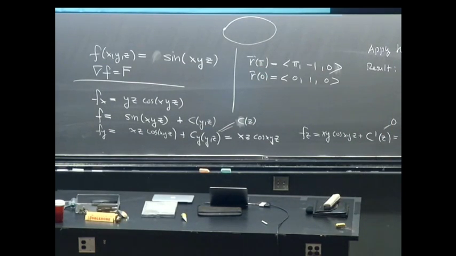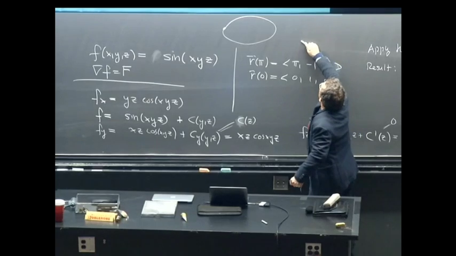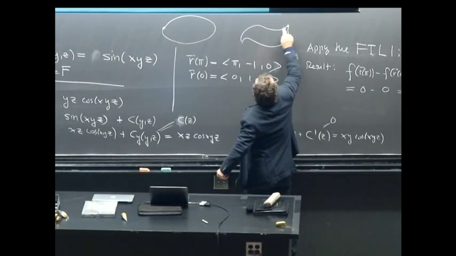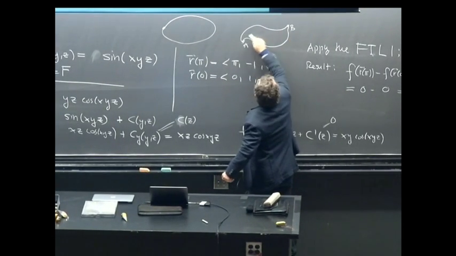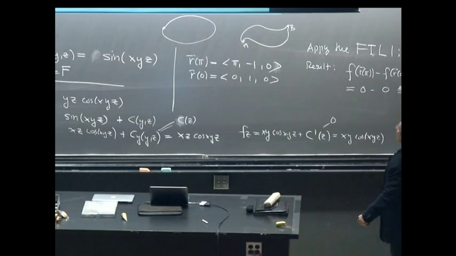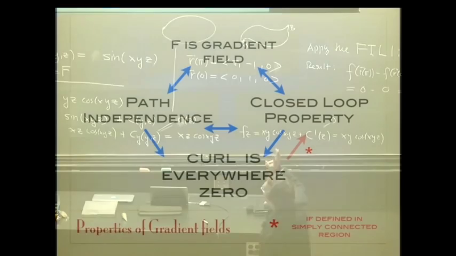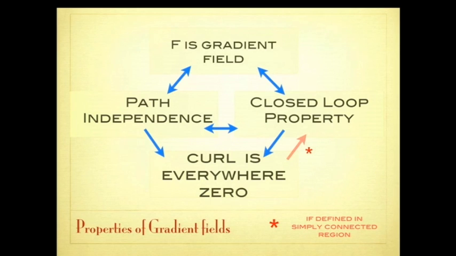Closed, actually, that was the closed loop property. Path independence means it doesn't matter how you go from A to B. This car could go anywhere from A to B and always you would have to do the same work. And another thing which is equivalent, if the region is simply connected, but that's usually the case, is that the curl is everywhere 0. And so these are the 4 things. And that's usually called conservative, all these things together.